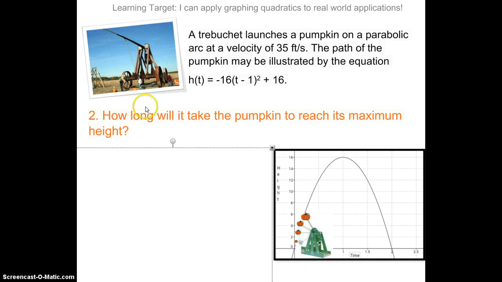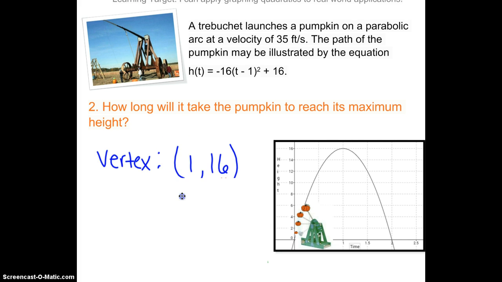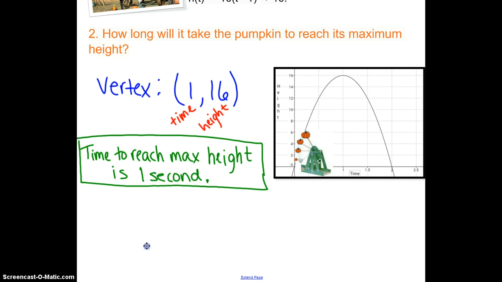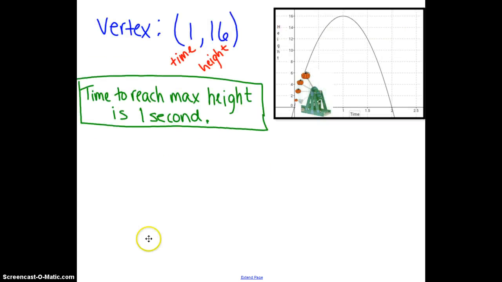So let's continue. The next question says, how long will it take for the pumpkin to reach this max height? Well, I kind of gave it away on the last slide. Again, we focus on the vertex because that's where the highest point is happening. And it takes the pumpkin 1 second to reach that highest height of 16. So that answers their question. The time to reach the max height is simply 1 second. And that, again, came straight from the vertex, this time using the x value.